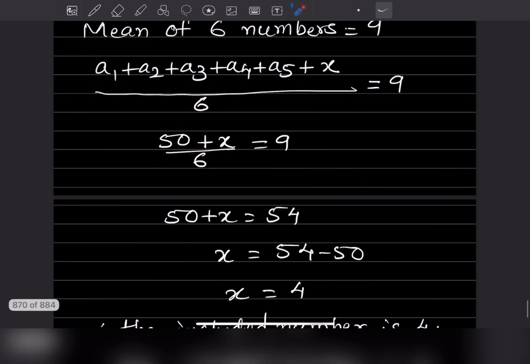Now what will you do? This 6 we will take to the other side. This is on the left hand side and it will go to the right hand side, so it will get multiplied. So 6 nines are 54. So x is going to be 54, and 50 is already on the left, so this goes to the right hand side, where it is plus, so it becomes minus. So x is going to be 4.